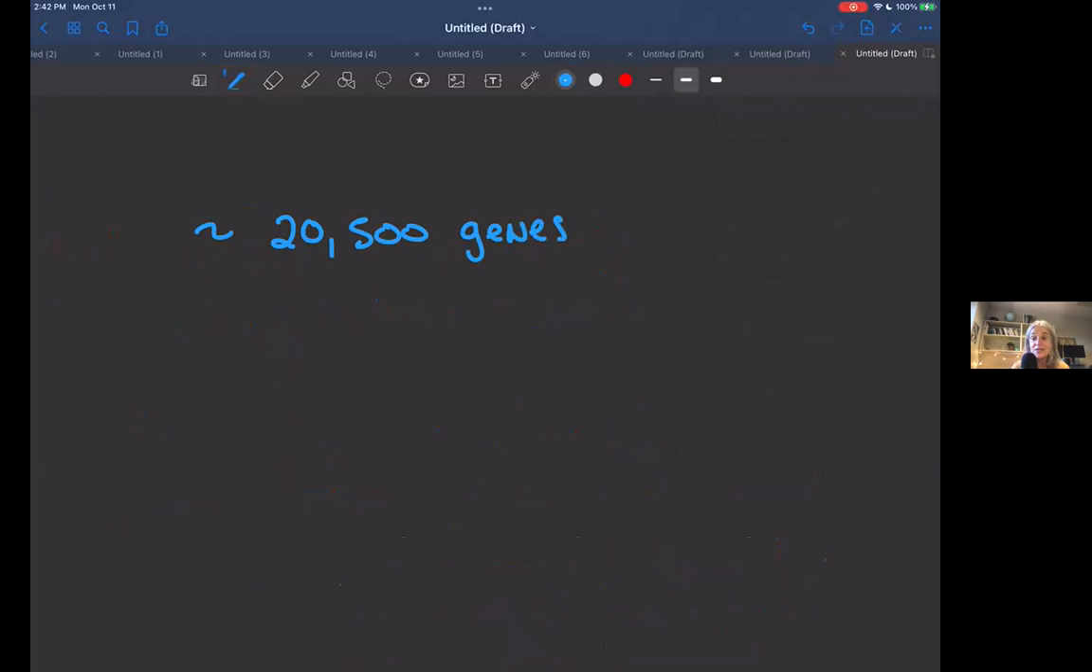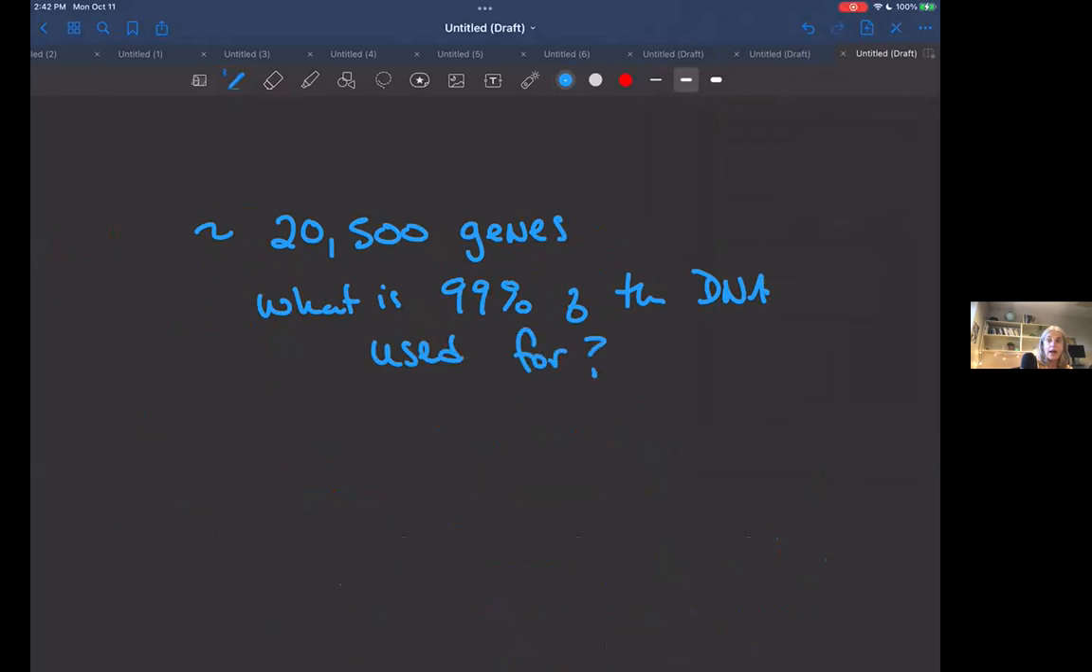So the question is, what is all that extra DNA doing, right? What is 99% of the DNA used for? And we will talk more about that when we get to molecular genetics.